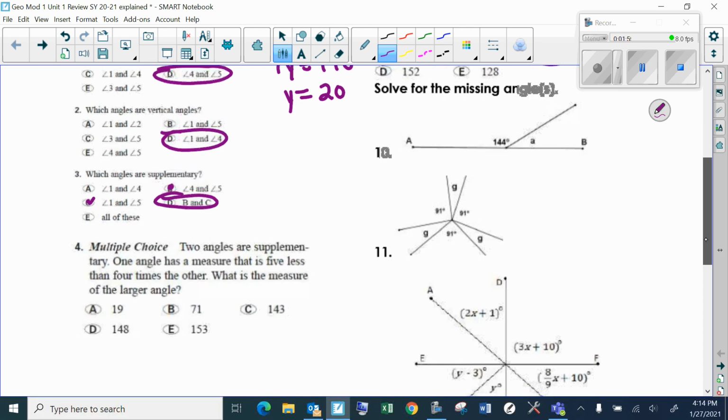Solve for the missing angle. Obviously, these form a linear pair. They're adjacent and form a line. There's a pair of them. So 180 minus 144. Nice and easy.